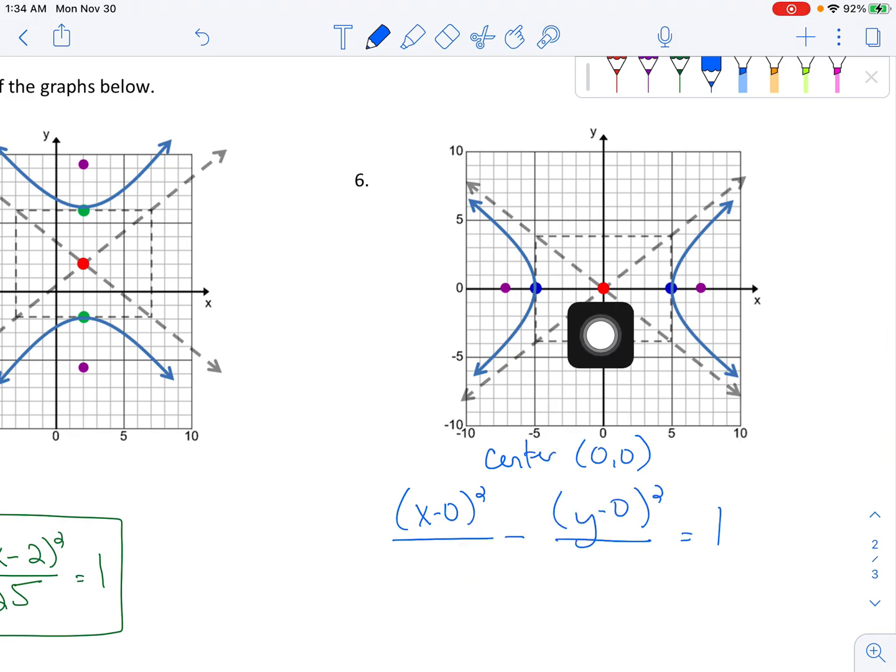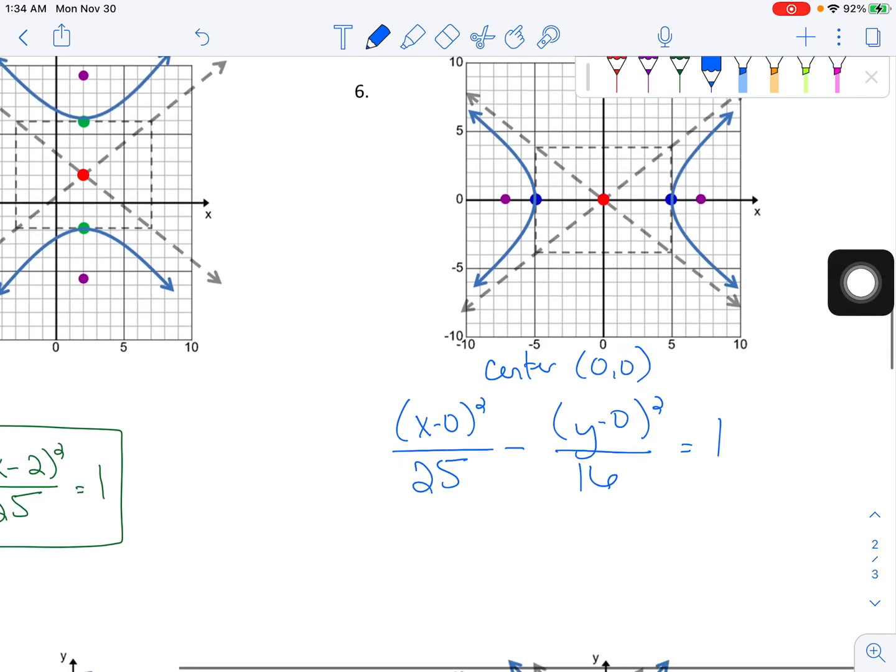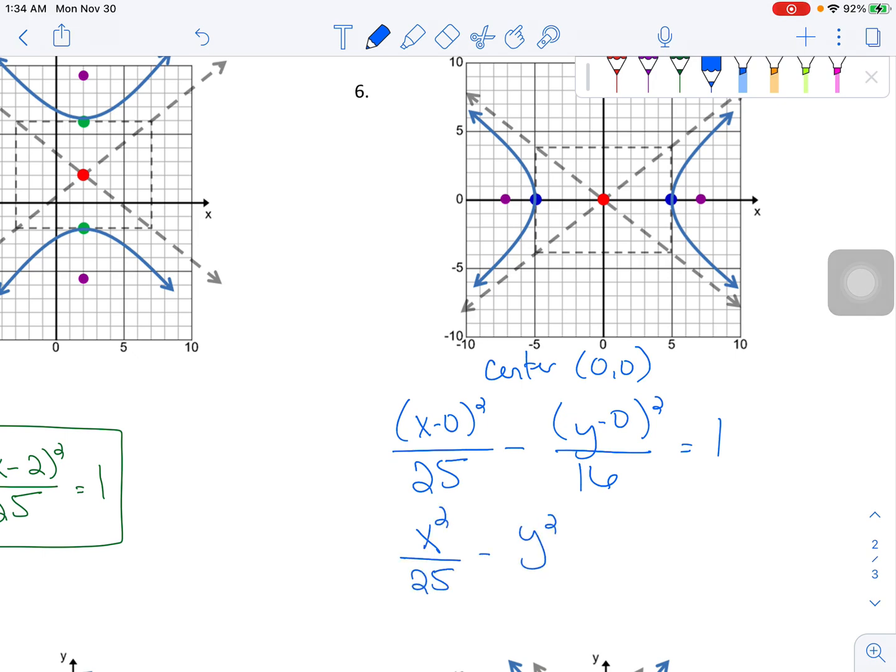All right, to find our x denominator here, count from the center to the vertex along the transverse axis. So 1, 2, 3, 4, 5. Square it, makes 25. Count from the center to the top of the rectangle on the conjugate axis. So 1, 2, 3, 4. Square that. And I'm going to do one quick cleanup here. So this is going to be x squared over 25 minus y squared over 16 is equal to 1. And there's your standard form equation.